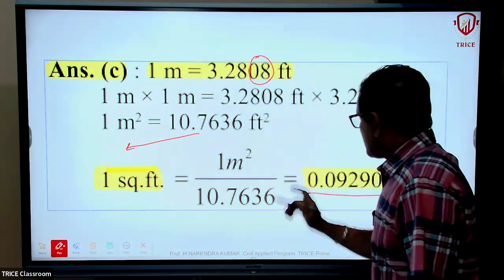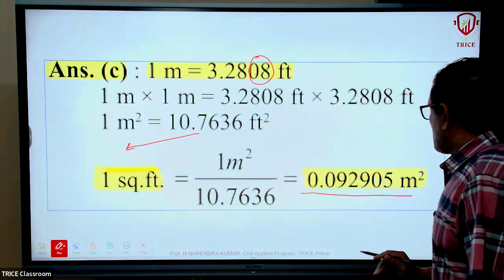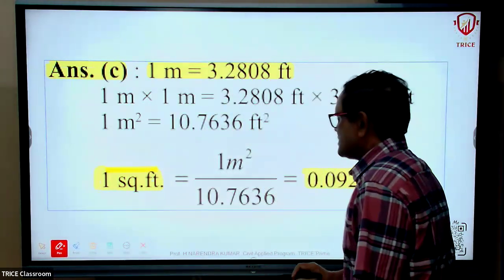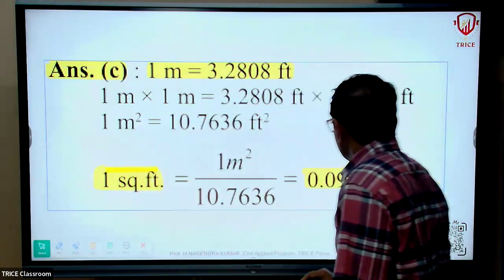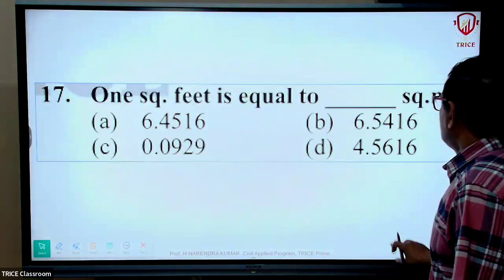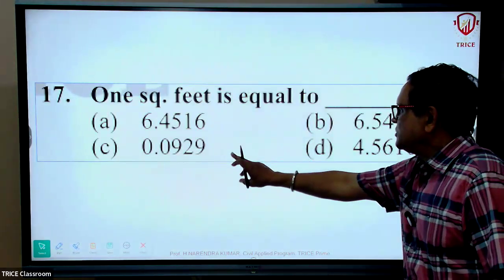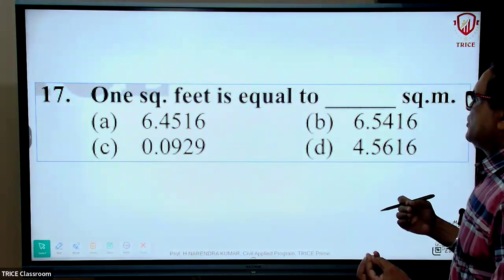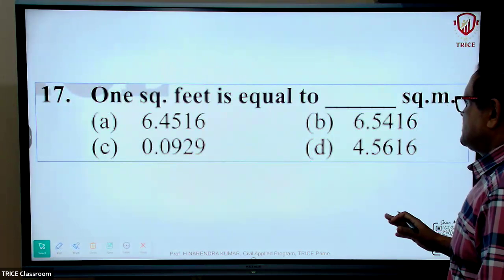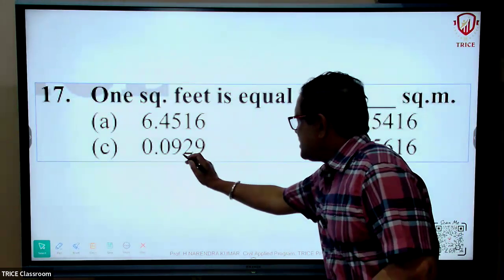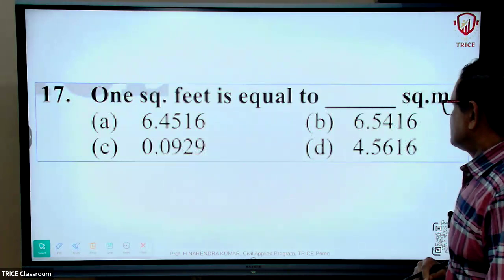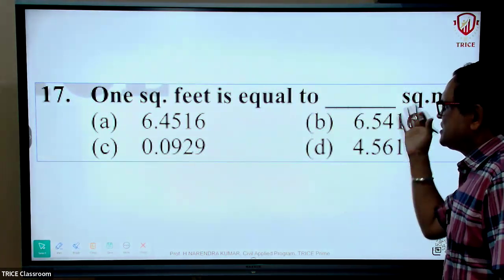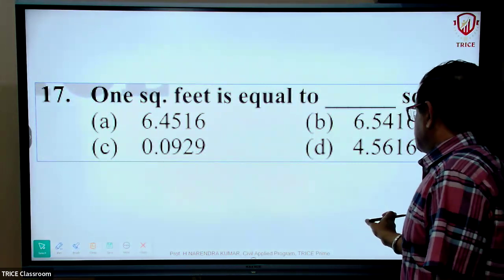If you take only 3.28, you will get 0.092. That is also okay, no problem. Why, I will tell you. Because if you look at the answer, 0.092, you can easily take it. You don't require the exact value, 3.2805, because you will be very near to the answer C, because these answers, 6.45, 6.54, 4.56, are all too large numbers.